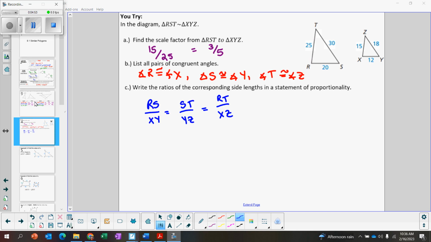All right, so the scale factor, if I picked any pair of corresponding sides, I chose RT, which was 25, and XZ, which was 15. And because XYZ is the image, I put 15 over 25, and I reduced that to 3/5. I also could have used 18 over 30 or 12 over 20. Then I listed all my corresponding congruent angles and my ratio of my corresponding sides.